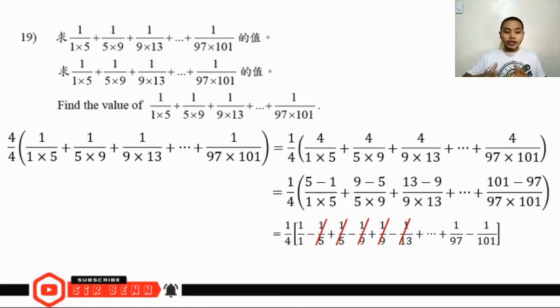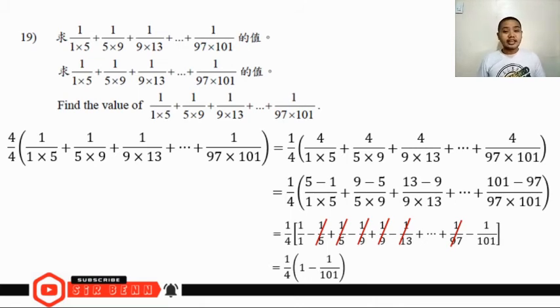Okay, so all of those numbers will be cancelled, and the fraction remaining will be the last fraction, that is negative 1 over 101. So inside the parentheses, the remaining fractions will be 1 over 1 and negative 1 over 101. So the expression will become 1/4 times 1 minus 1 over 101.